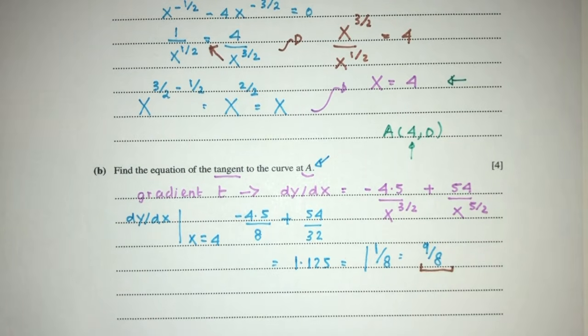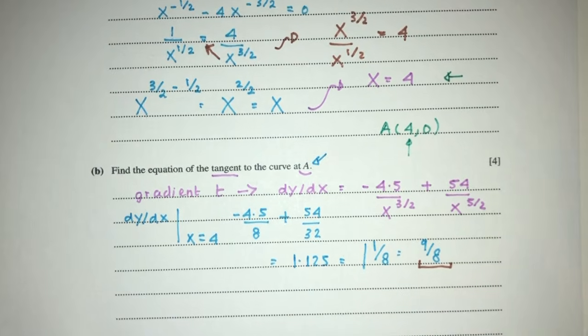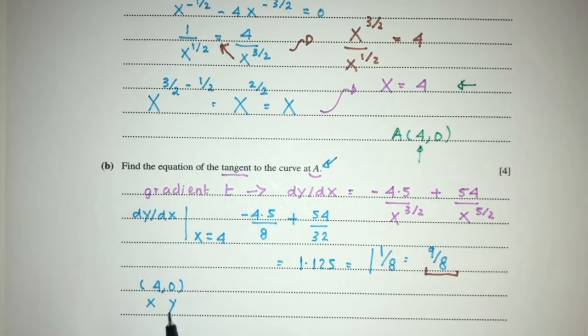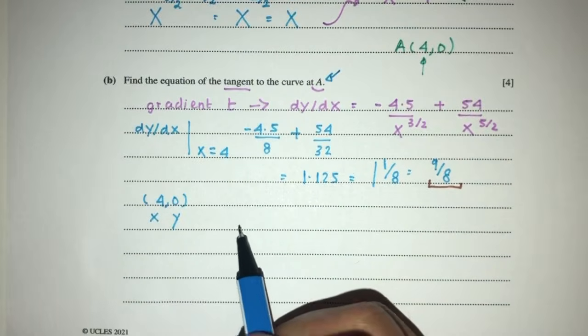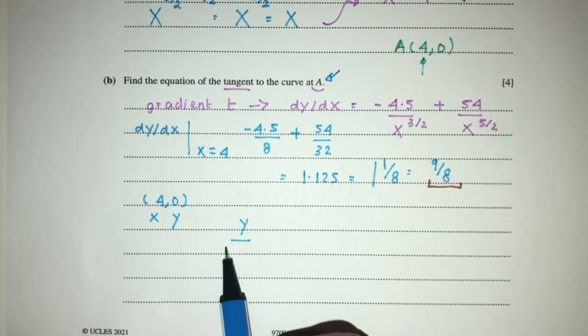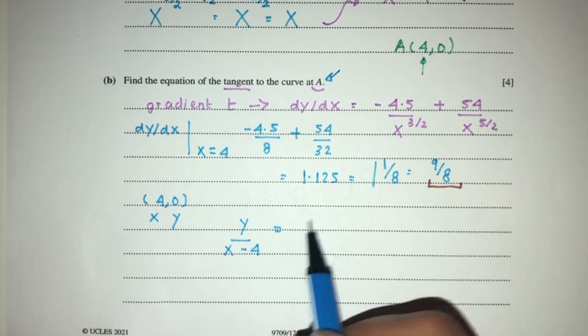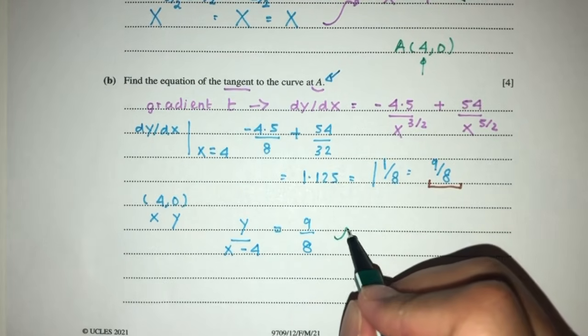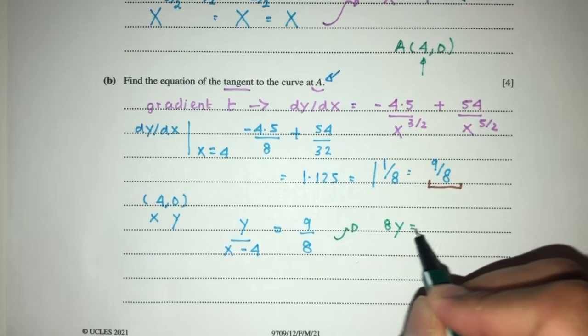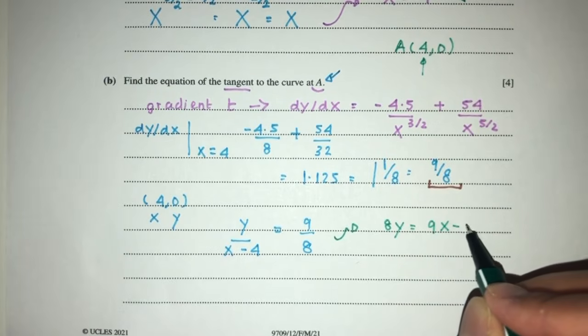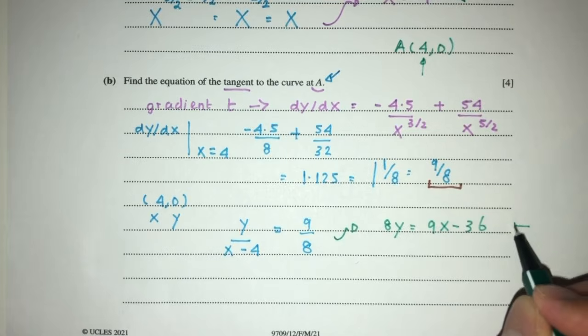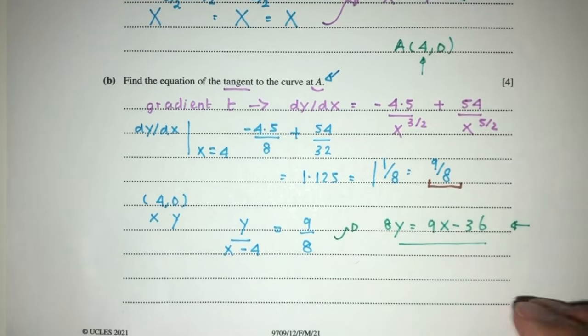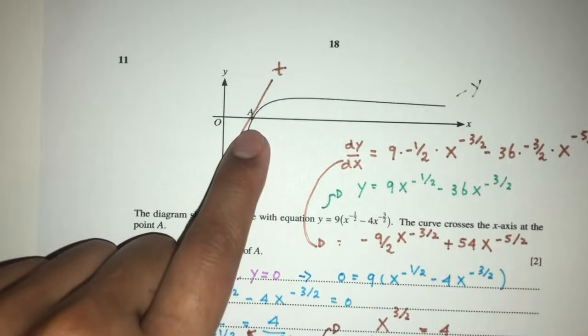Okay, good. Now from this, we can find the equation. This is my gradient. My passing point is A, which is (4, 0), right? This is my x and my y value. So let's simplify. y minus 0 over x minus 4 has to be 9 over 8. Cross multiply, that will give you what? 8y has to be 9x minus 36. And this is my equation of the tangent to the curve at the point A.